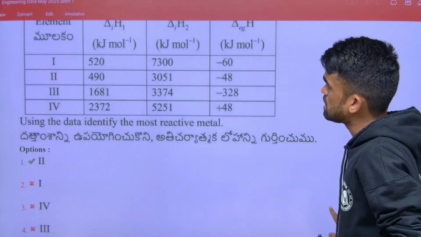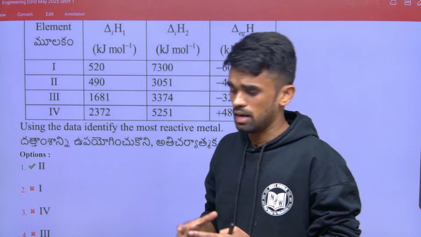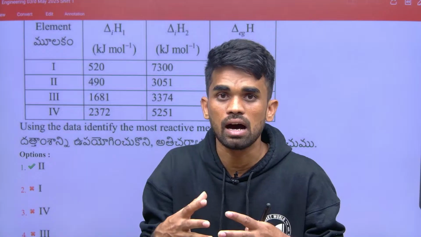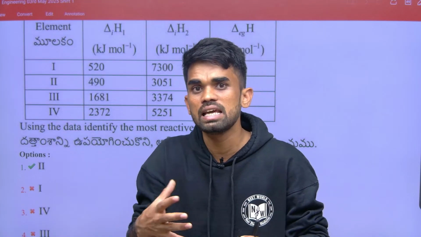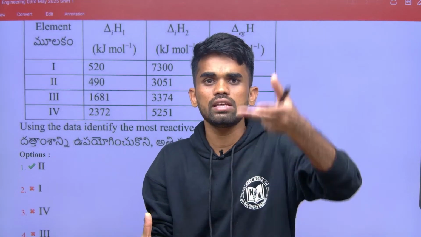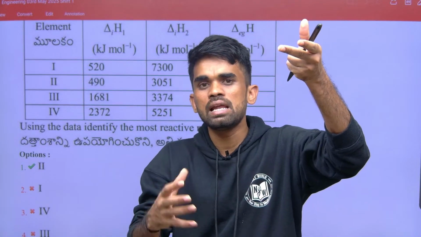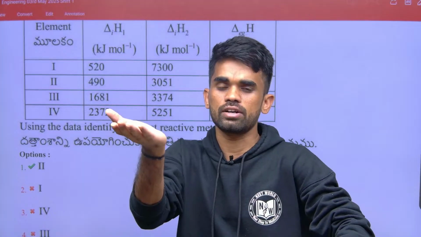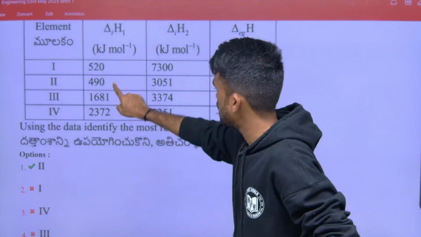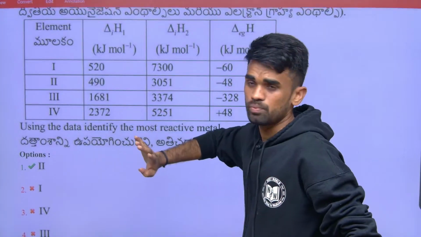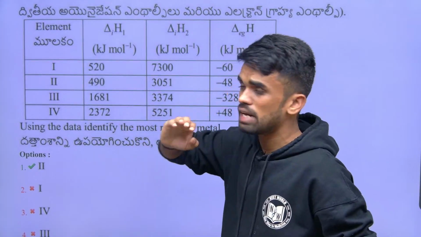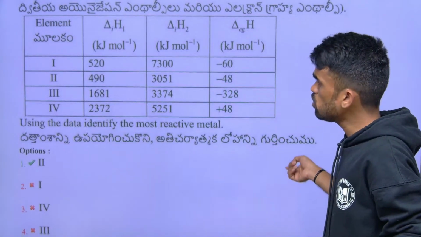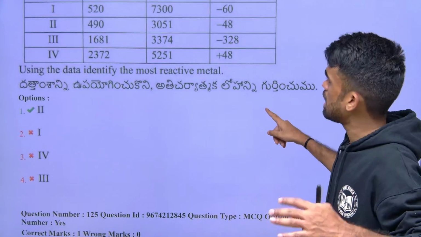The one with the highest ionization energy is very stable and least reactive. More ionization energy means more stable, less reactive. Less ionization energy means more reactive. Hope it is clear. Based on the values, you can even arrange their reactivity order: most ionization energy, least reactive.